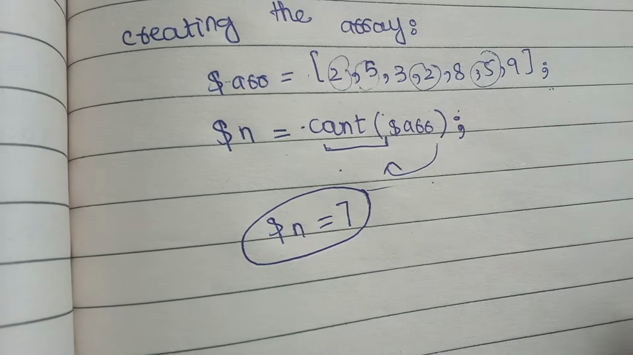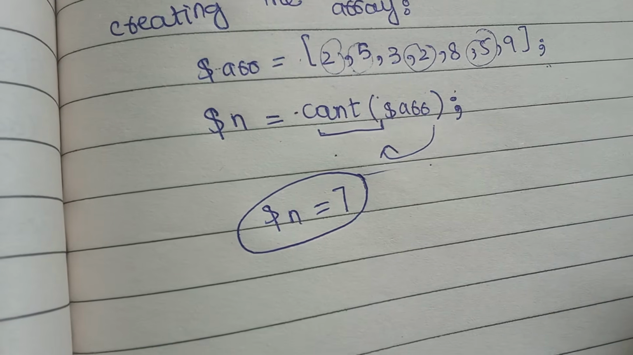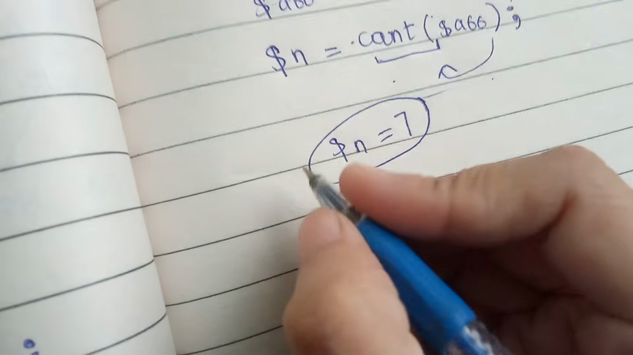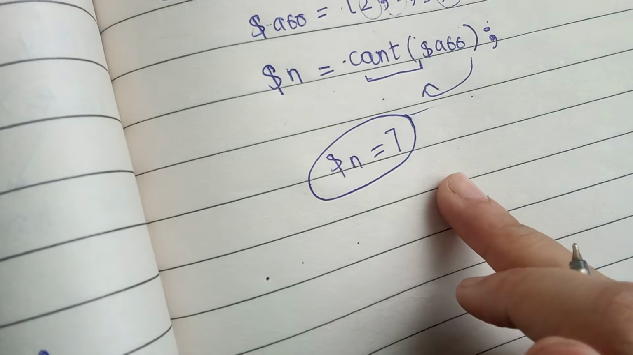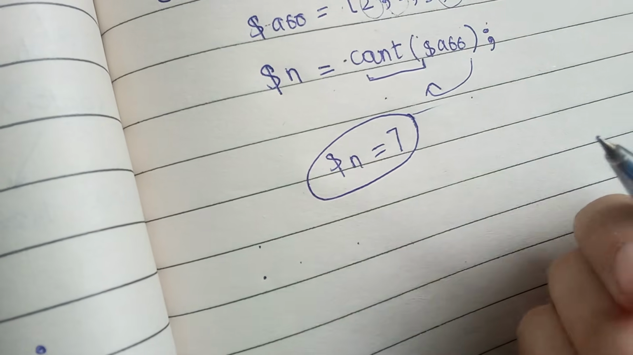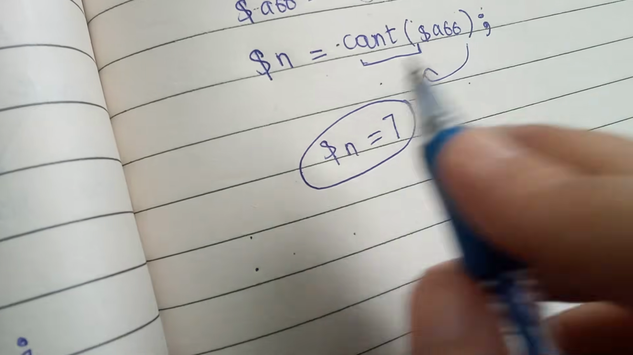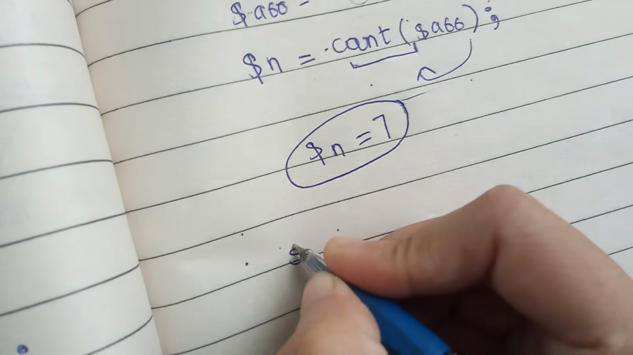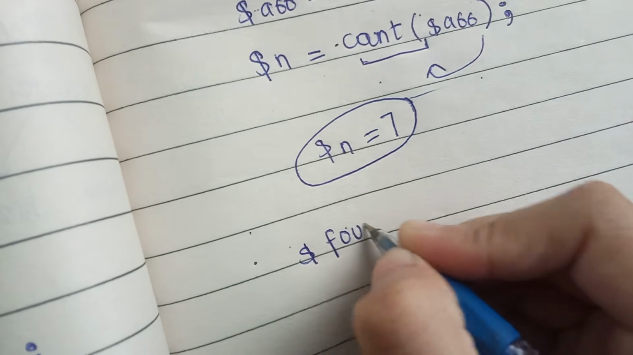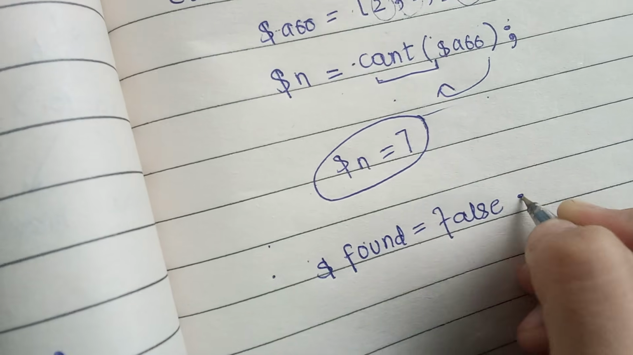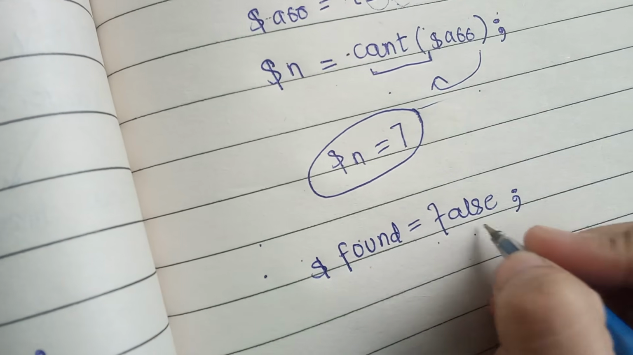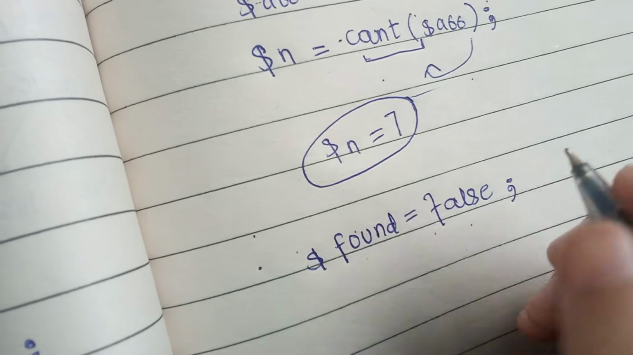Step 3 is creating a boolean variable. This variable keeps track of whether we find any duplicate elements. Initially it is set to false. If we find any duplicate, we change it to true. So $found is equal to false. As I said, if we find any duplicate, we change it to true, so initially it is false.